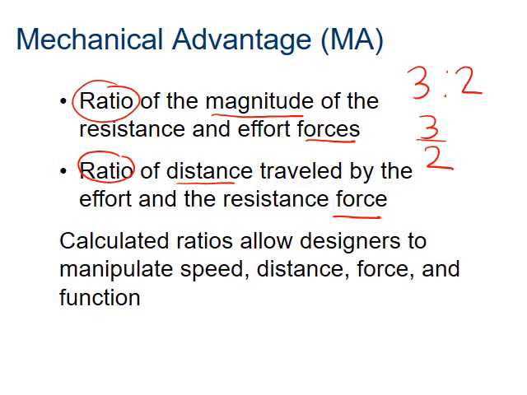But the point is that simple machines and mechanical advantage manipulate the speed, distance, force, and function of our device. So just to put it in context, if I'm going to go up a ramp, it may take less effort for me to get up that ramp as opposed to walking up the steps. But I'm also going to have to travel a greater distance. So there's some kind of relationship between the amount of effort I'm putting in and the distance I'm going to have to travel. So we're going to look at mechanical advantage, and hopefully you'll understand it by the end of this video.